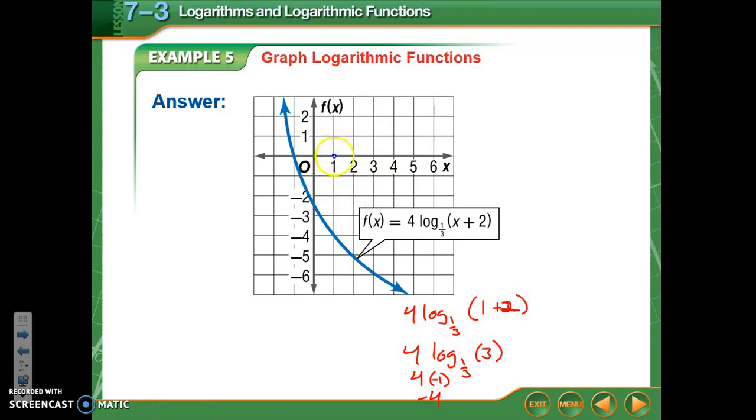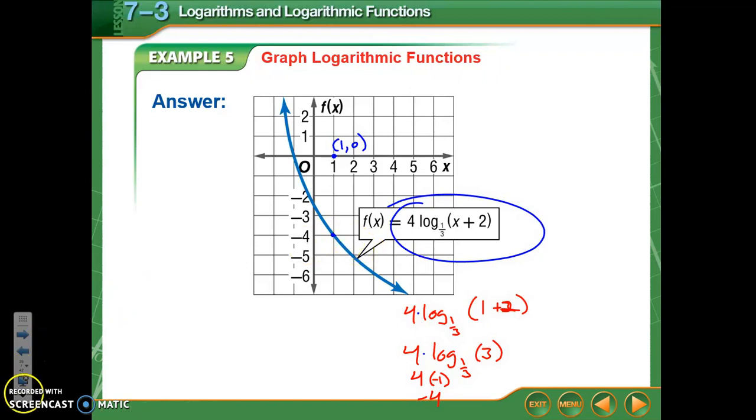So what happens normally when I plug in 1, sorry, I think I said that a little bit weird, so I'm going to say it again. Normally I would have the point 1, 0, right? Well, what happens when I plug in 1 to this function with the transformation, I get 4 times log base 1/3 of 1 plus 2, so that's 4 times log base 1/3 of 3. Log base 1/3 of 3 is negative 1. Negative 1 times 4 is negative 4. So that point moved down to here.